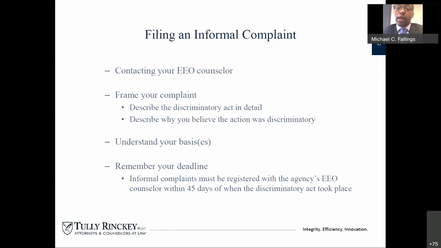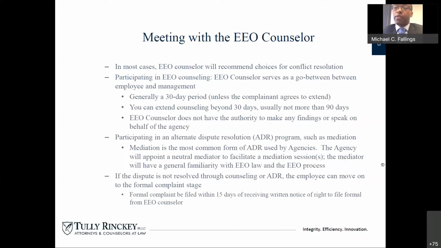Again, when you're contacting the EEO counselor, you should understand why you feel you're being discriminated against and assert to the counselor the basis of your discrimination. On the next slide, we provide more detail on what the meeting with the EEO counselor entails. At that initial meeting with the EEO counselor, you'll discuss your claims, and then the EEO counselor will go over the process. The two general processes are the traditional counseling, or requesting ADR.